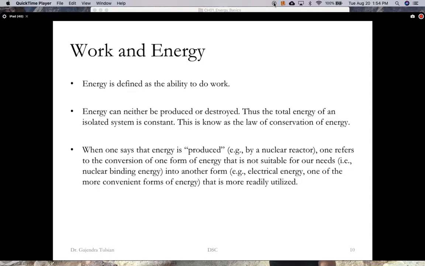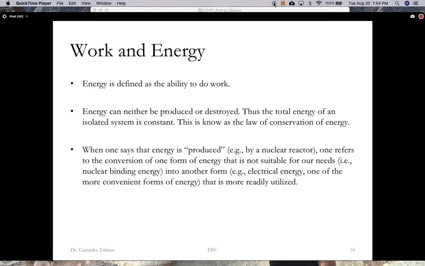Okay, so we saw that we spend quite a bit of our resources on acquiring energy. We saw that we spend one out of $10 on energy. So why is it that we need energy? It turns out that to do work, you need energy. So energy is defined as the ability to do work.